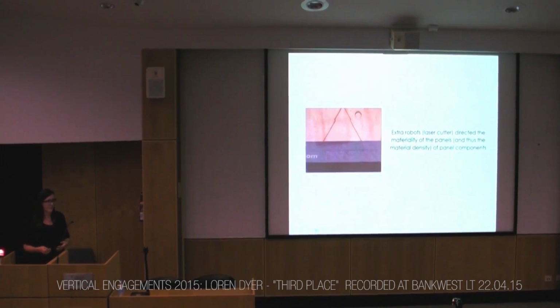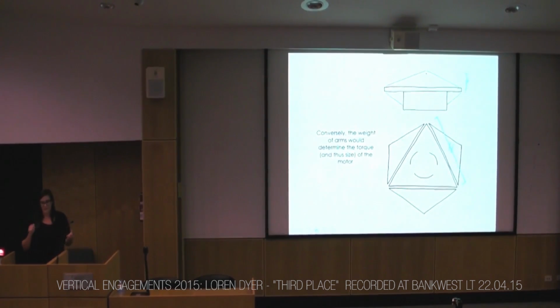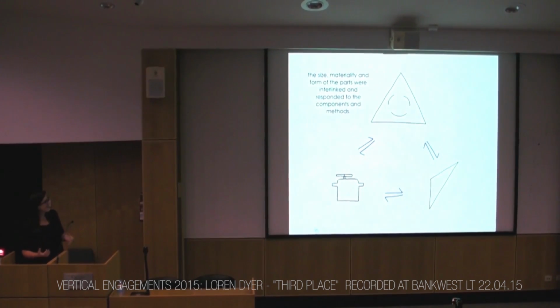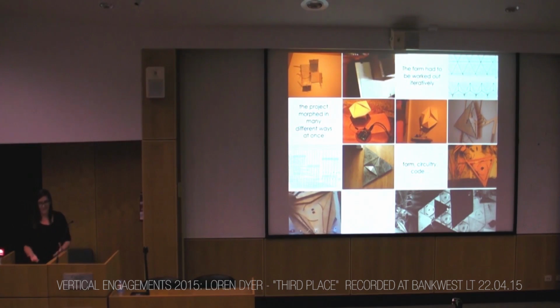And because I only had a few materials I could select from, I only had a few material densities. So the material density determined the weight of the arm, and then the weight of the arm determined the torque of the motor, which in turn decided the size of the motor, and we're back at the start again. So it's quite a circular process. The size, materiality, and the form of the panels are all interlinked and respond to both the components and the methods of construction. And what this meant, essentially, was that the form had to be worked out iteratively.